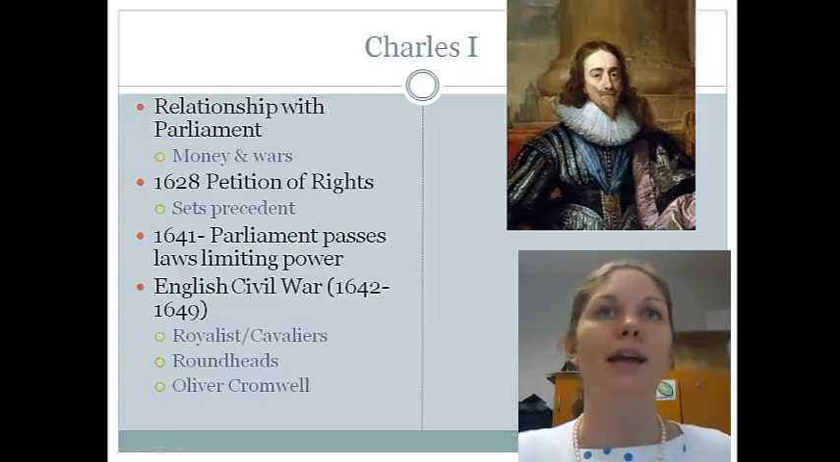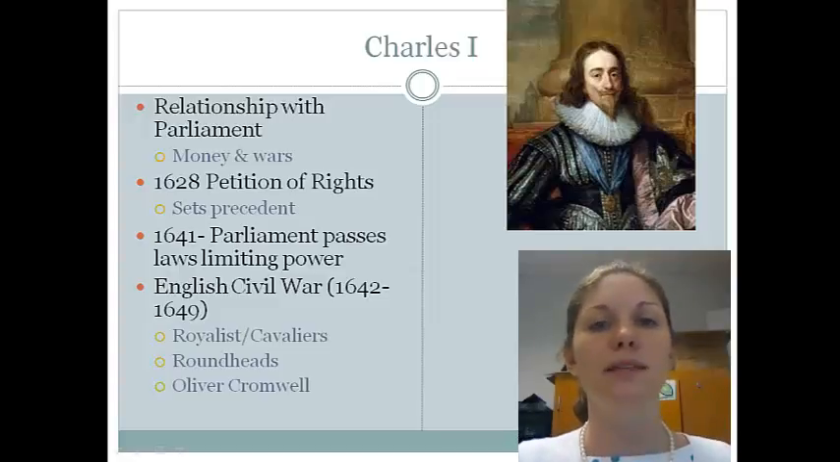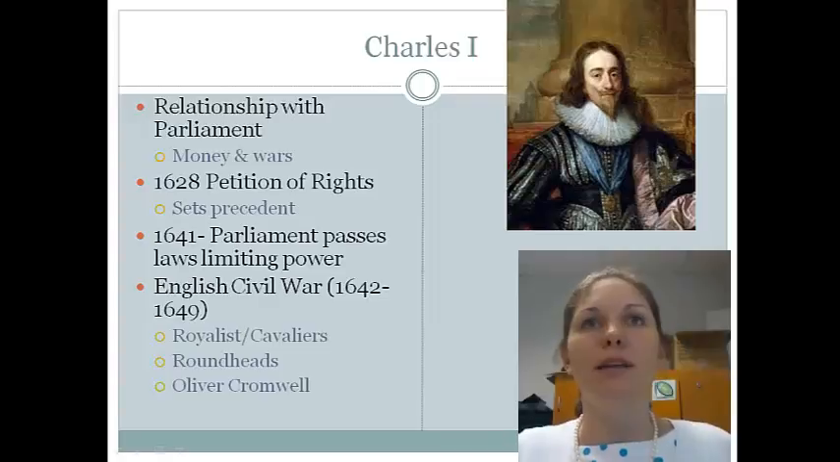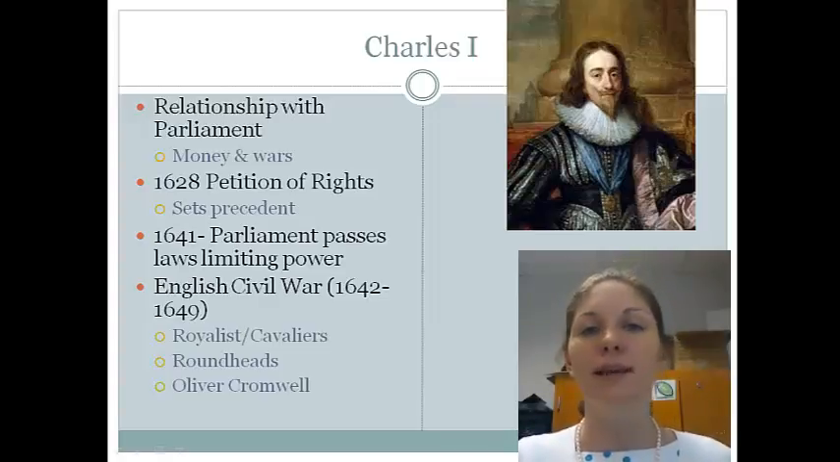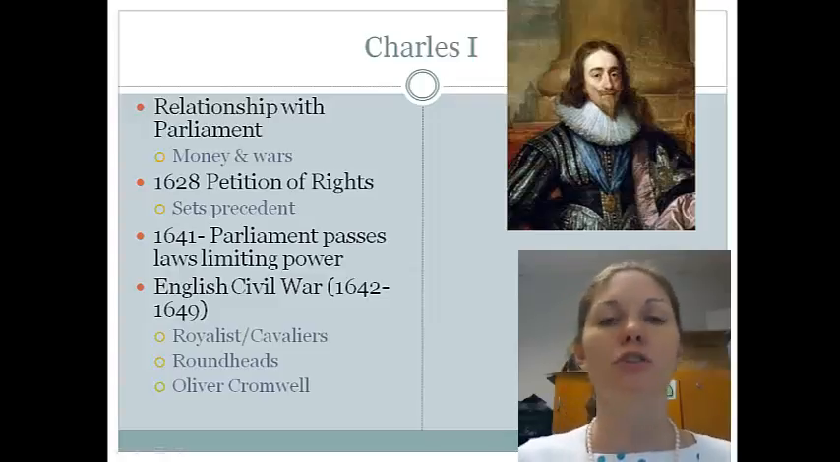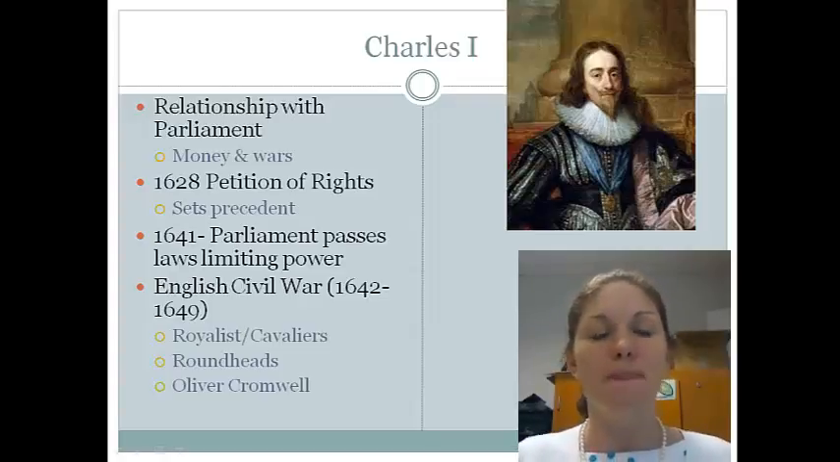You don't execute a king for treason against Parliament. Usually you're executing people for treason against a king. Remember, King Henry executed his own wives left and right for treason against him, but Parliament wouldn't have charged Henry with treason against Parliament, and it was just unheard of. So this is a huge deal. Again, it sets the precedent that Parliament has power over the king. So that's the rule of Charles.